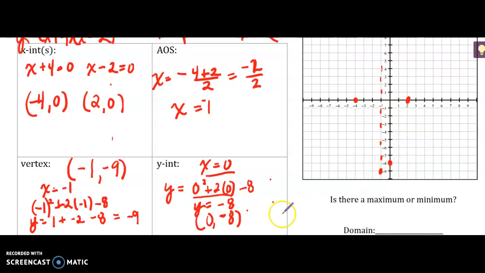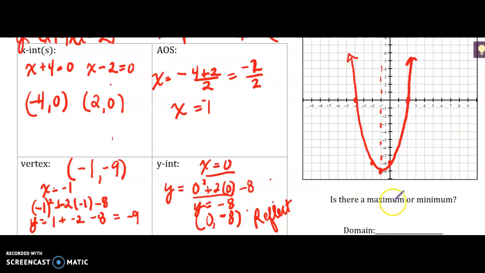And then don't forget to reflect this point across the y-axis, or sorry, across the axis of symmetry. And then we're going to draw a nice smooth curve. There we go. That's beautiful.